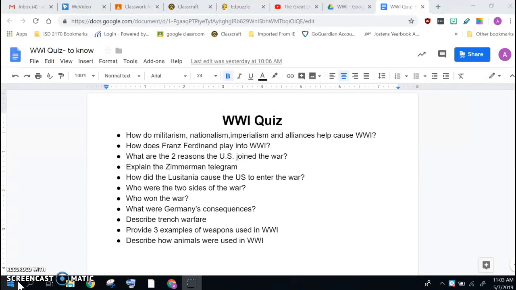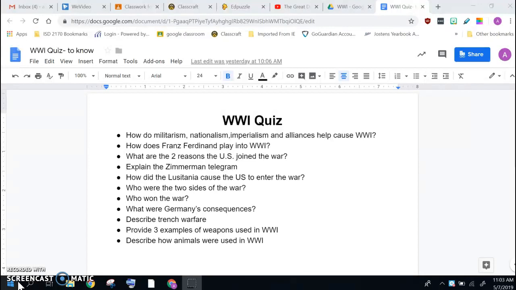And it's not until there's that little tiny spark that sets off this whole entire war, which plays into the second bullet. And how does Franz Ferdinand play into World War I? Remember, Franz Ferdinand was the heir to the Austria-Hungary throne, and he was assassinated by a rebel from Serbia. And that was that one simple spark that was needed to start the war. And that's where alliances come into play.